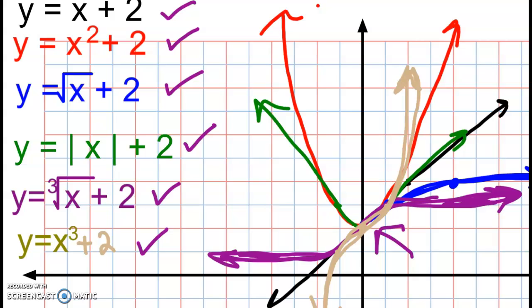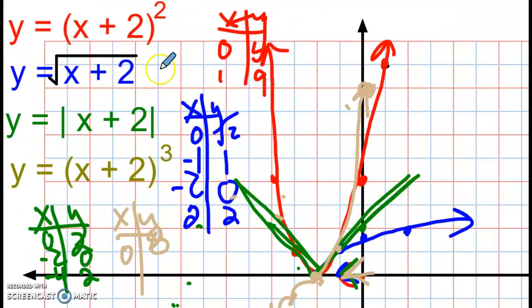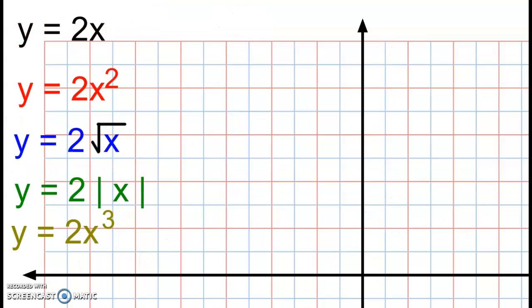Okay, we were just noticing that when we add 2 to a function, it shifts it up 2. When we add 2 to the inside of the function, inside the parentheses, under the square root, inside the absolute value signs, again, in the parentheses cubed, it moves it to the left 2. We're adding 2, but it moves it to the left 2. Let's see what happens if we multiply by 2.